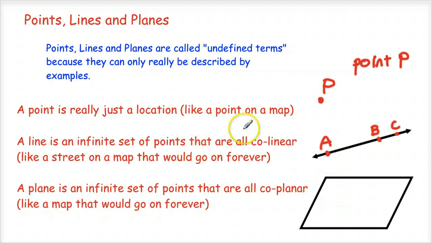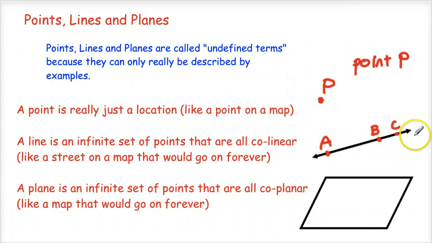So if we're going to relate this to a map, a point is a point on the map, like a city or something like that. A line is like a street on a map that would continue on forever. So in this case, I have line AB, or I could call it line BC, or I could call it line CA, as long as I'm using the names of the points that are on the line.